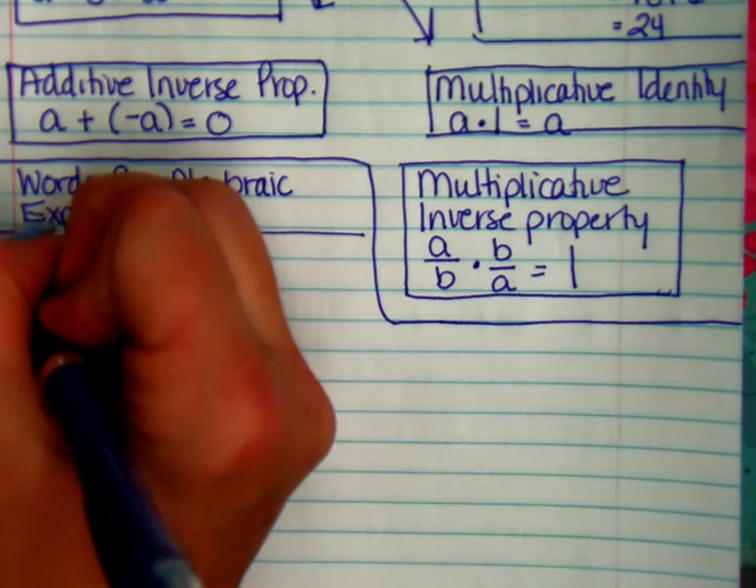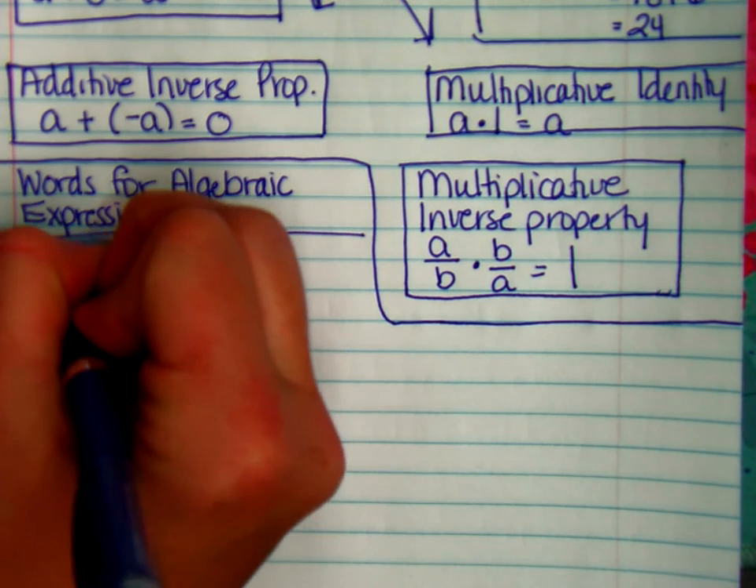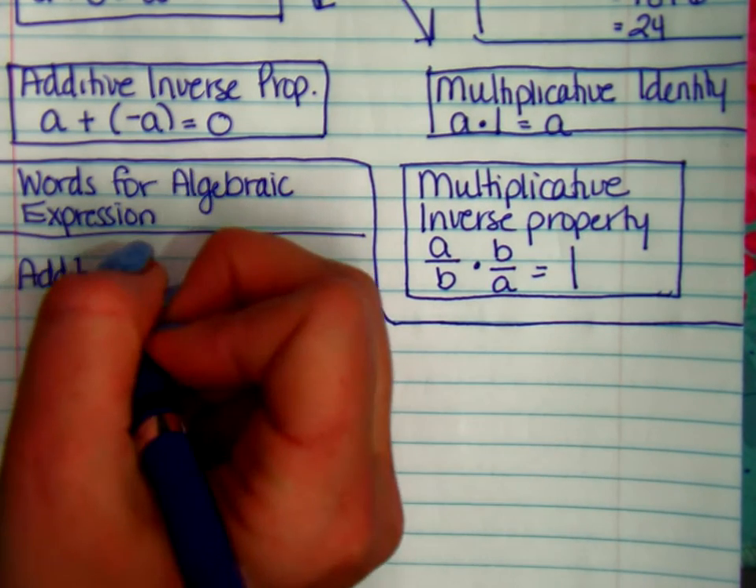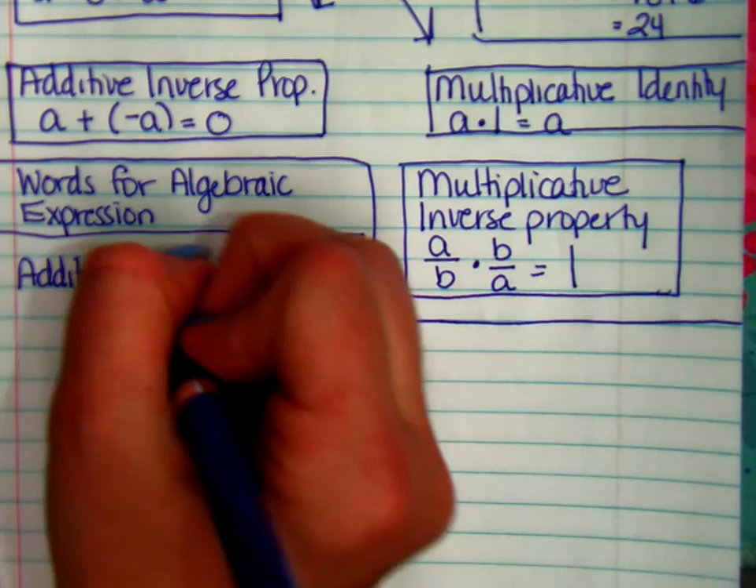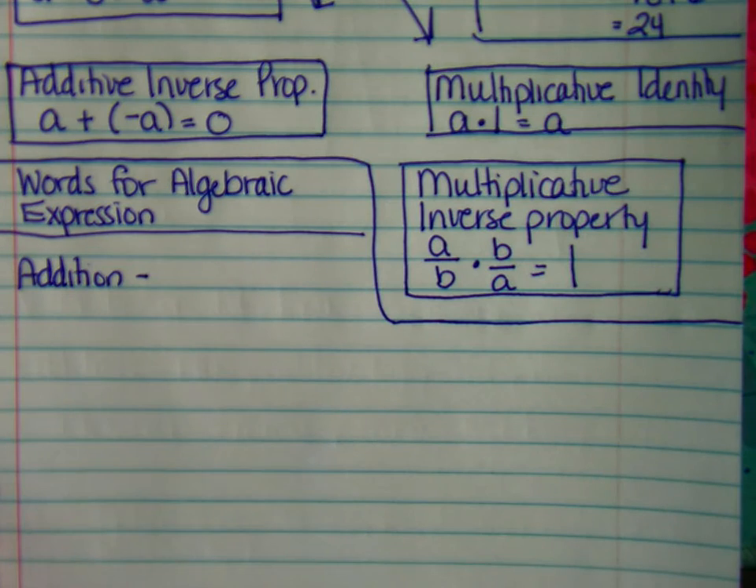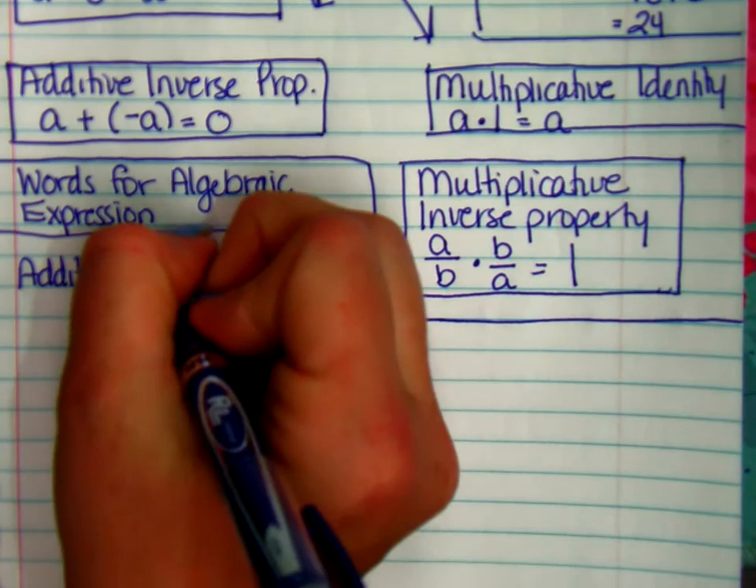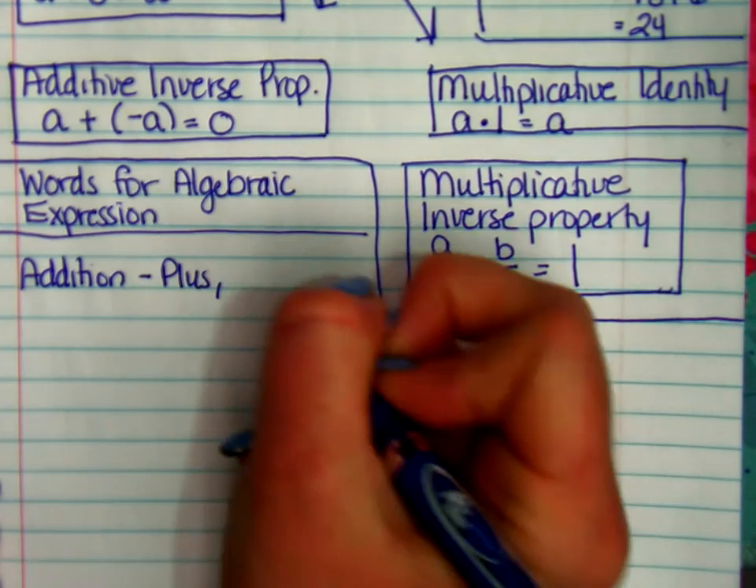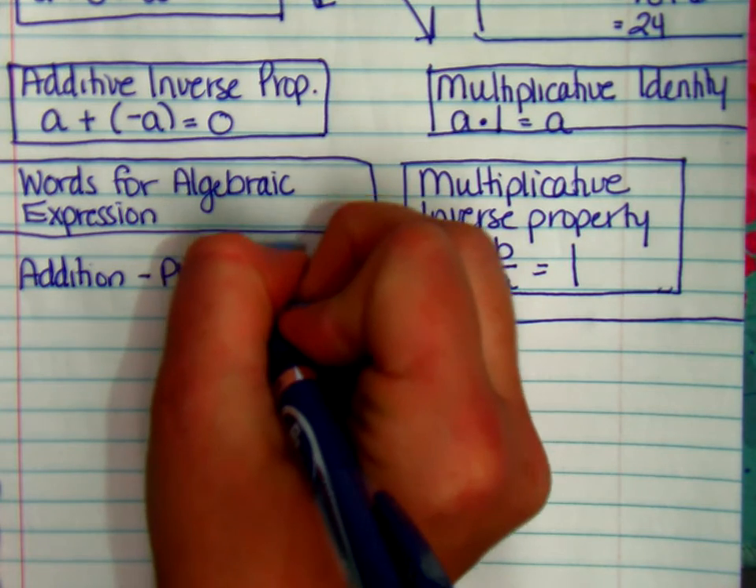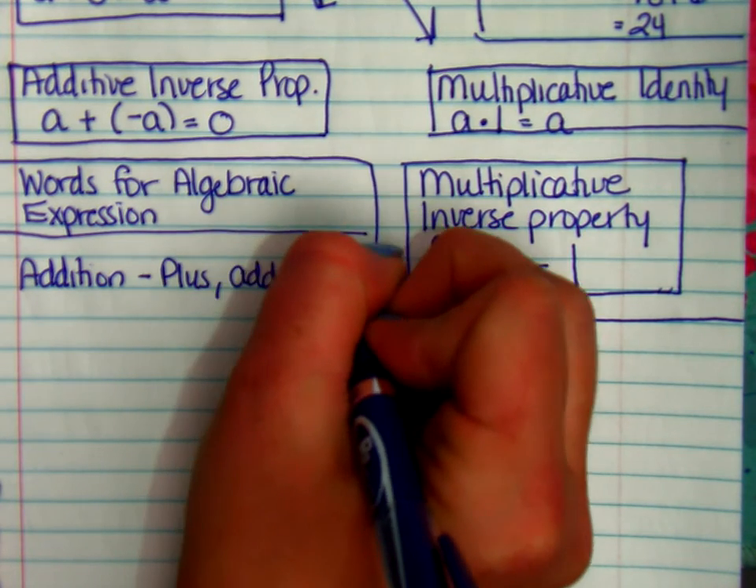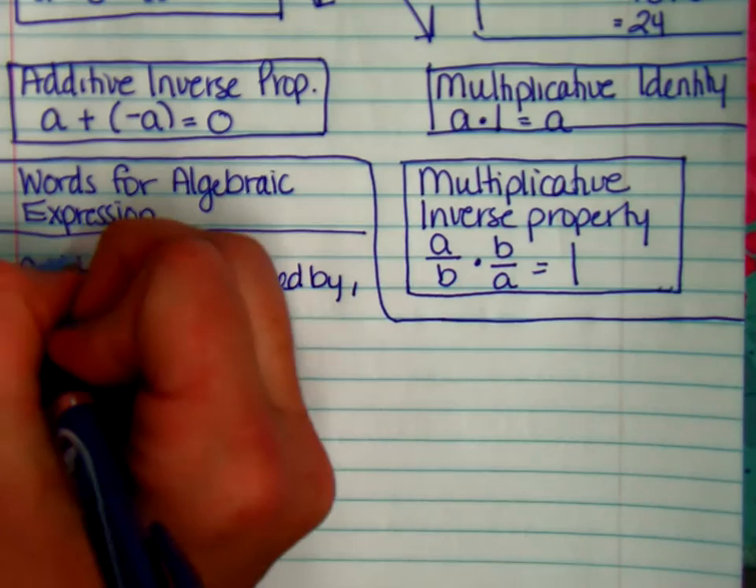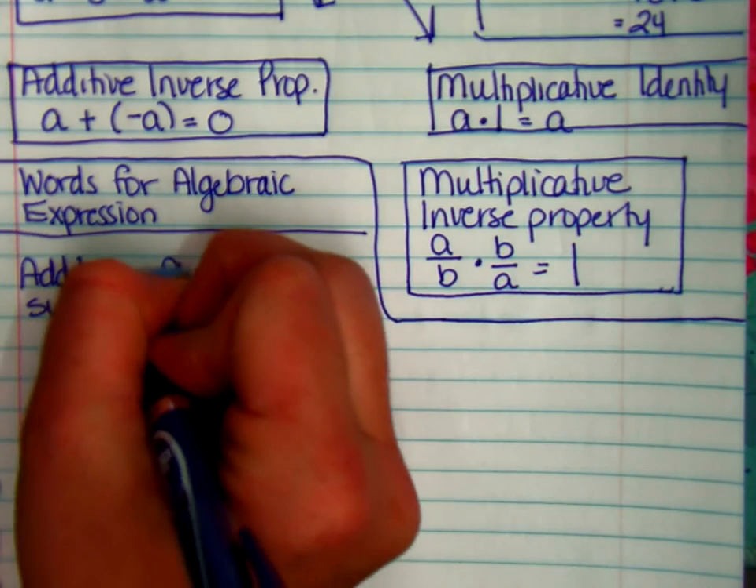So the first one is for addition. Excuse me. We know a problem is asking us to do addition if we see the words plus, added by, sum, or more.